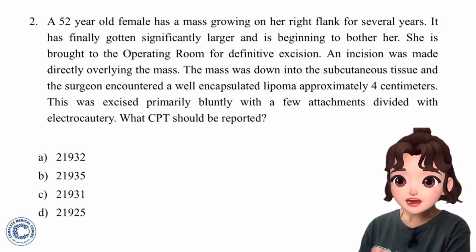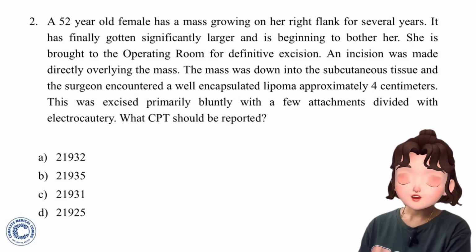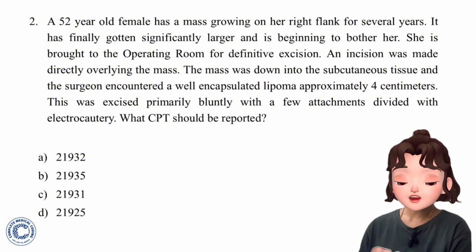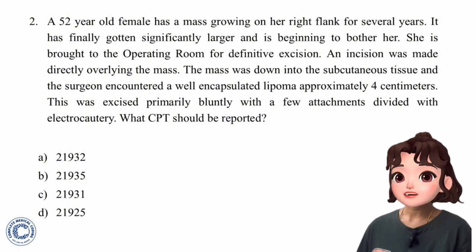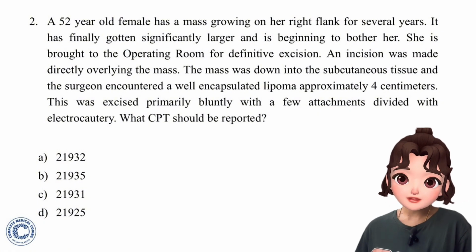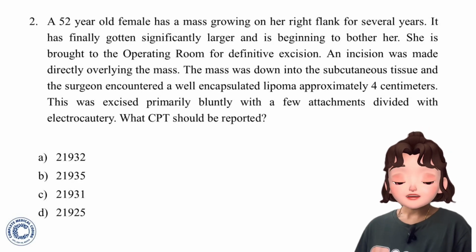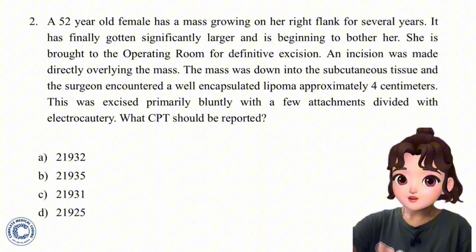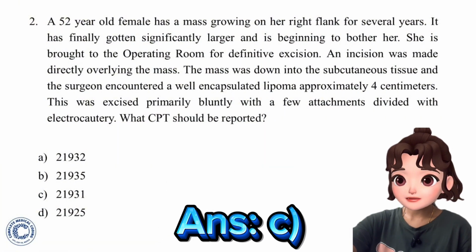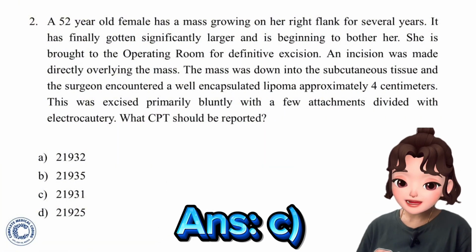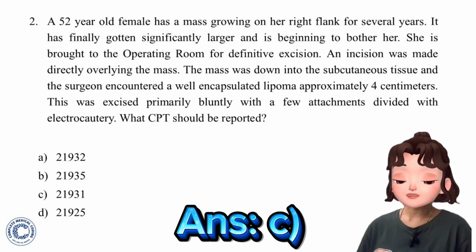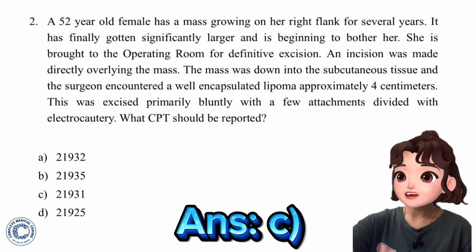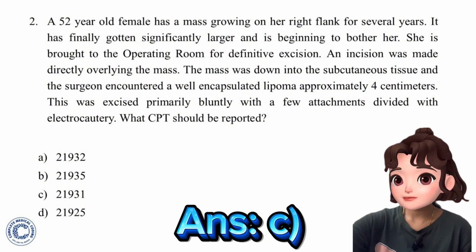Now, what is option D? 21925 is the code for biopsy, soft tissue of back or flank, deep. This is not a biopsy, this is an excision, which is clearly mentioned at the start. So 21931 is our correct code. The answer here will be option C, 21931: excision of tumor, soft tissue of back or flank, subcutaneous, 3 centimeters or greater.